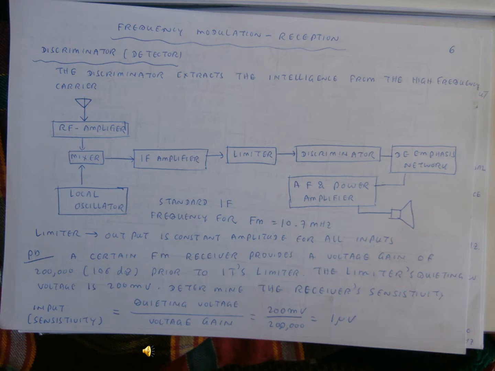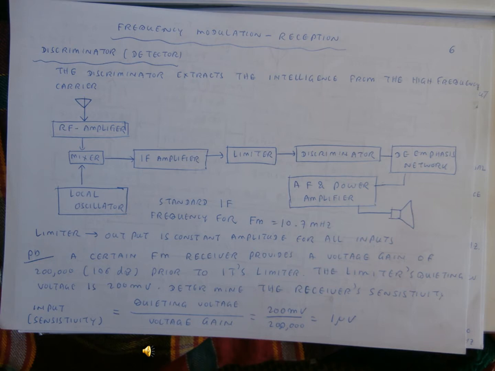So the limiter output is a constant amplitude for all inputs. And we see this sort of problem. A certain frequency modulated receiver provides a voltage gain of 200,000, or 106 dB, prior to its limiter. The limiter quieting voltage is 200 millivolts.